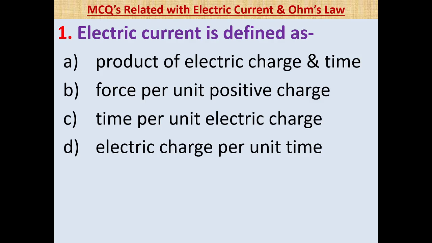Let's have certain MCQs related to electric current and Ohm's law. So electric current is defined as, we know that electric current is the rate of flow of electric charge. So electric charge per unit time, that is option D.